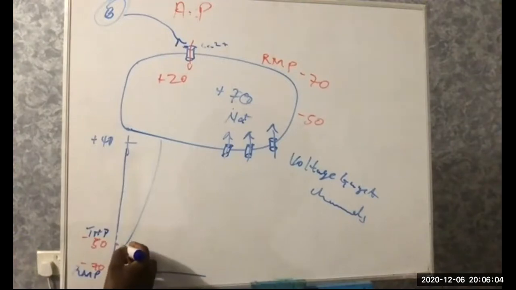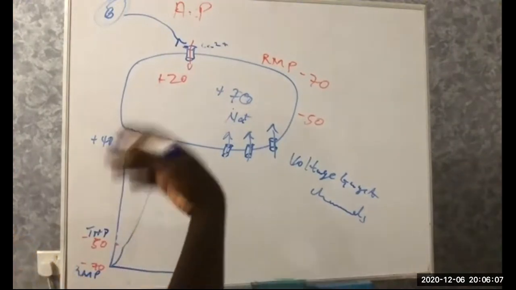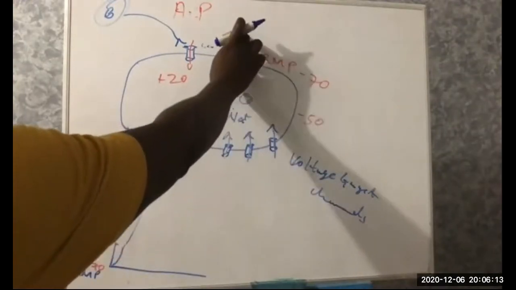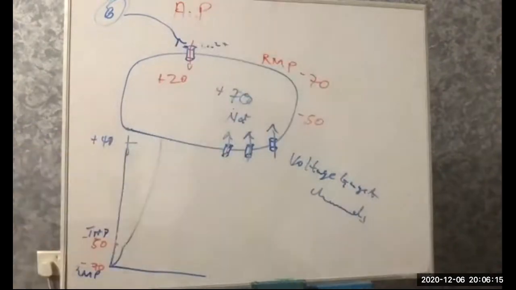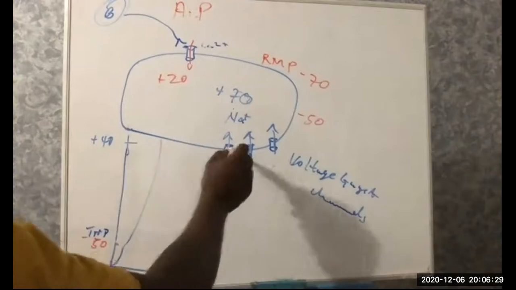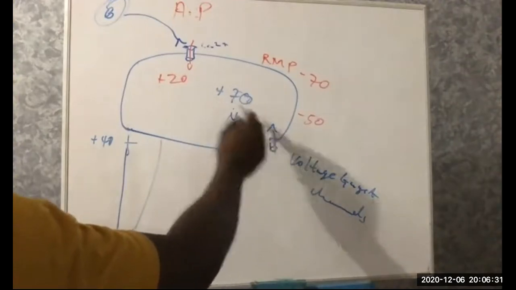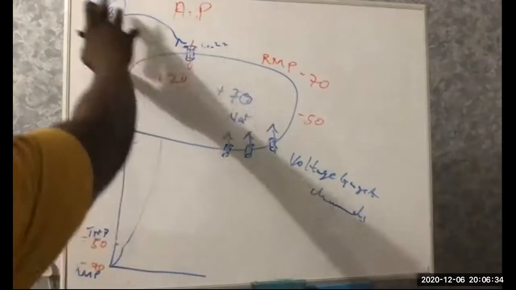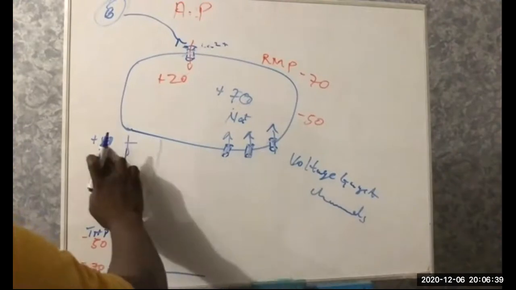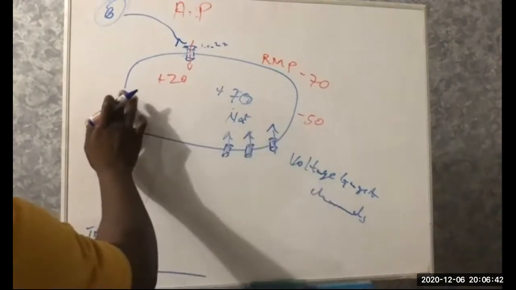Now at this level, some theories say that the positivity inside is equal to the positivity outside, so no net movement can occur. At that point, this is what is going to happen. Listen very well. These voltage-gated channels will close. I'm just explaining it in simple terms. Remember, this one too would have closed already because you've pinched already. Now, at this point, at plus 40, these channels will close. And what is going to happen?